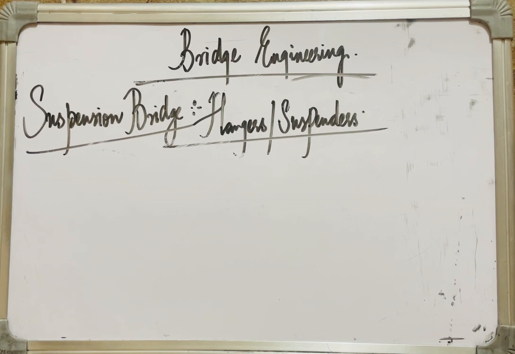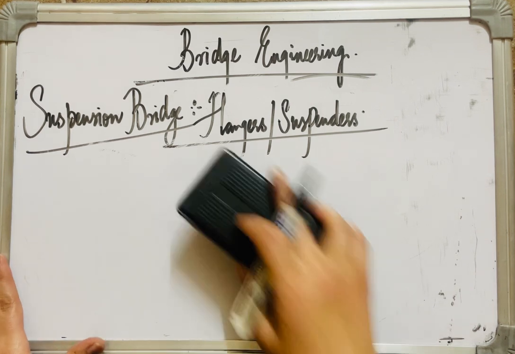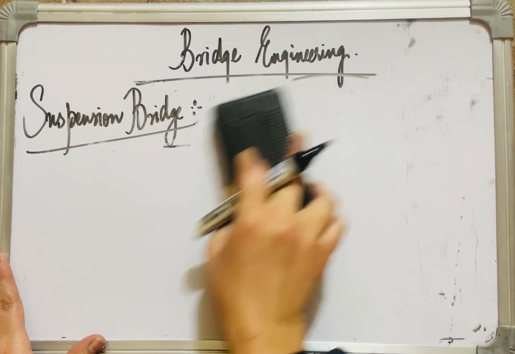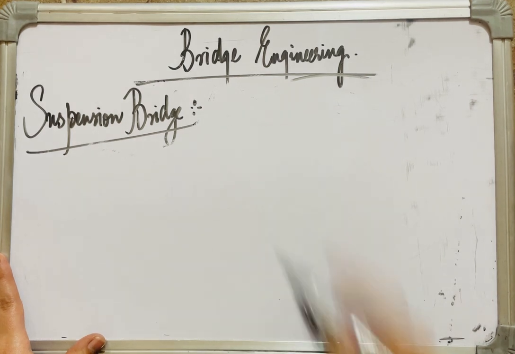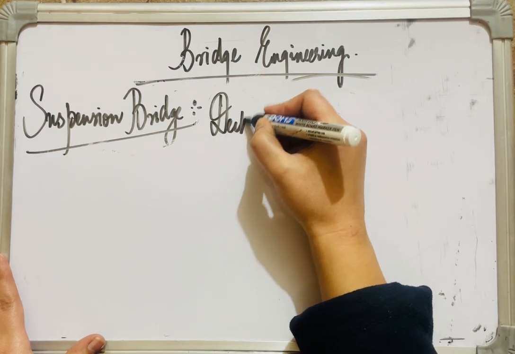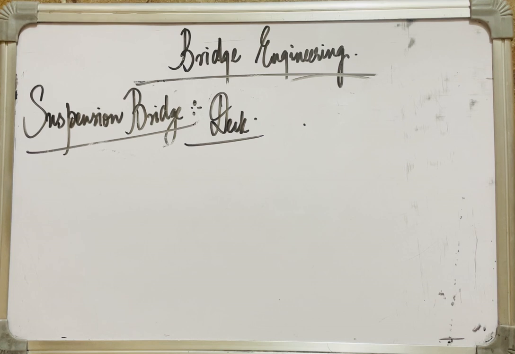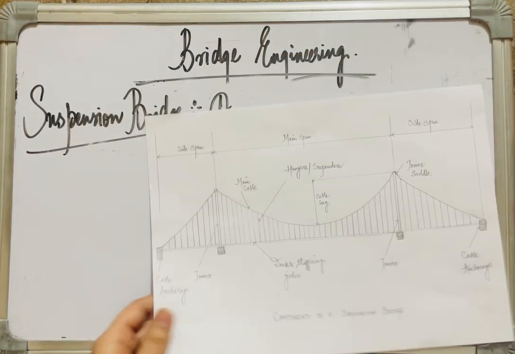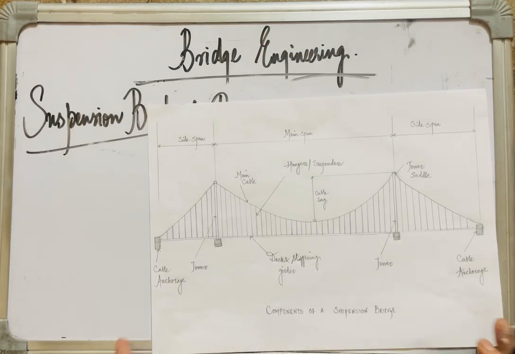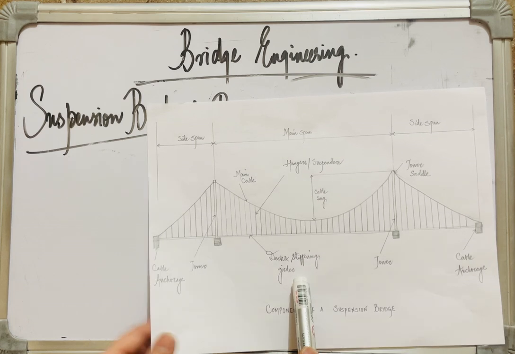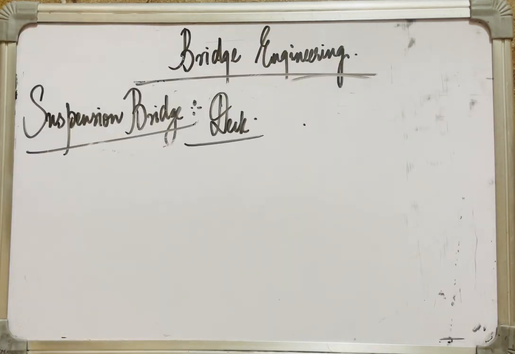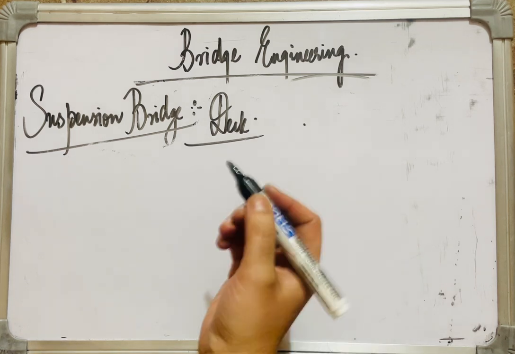All right, now the deck. The bridge deck in case of a suspension bridge, it consists of stiffened steel plate. Bridge deck, we have the deck and stiffening girder mechanism over here. Let us discuss it. The deck in case of a suspension bridge consists of a stiffened steel plate or ribs or troughs and floor beams.